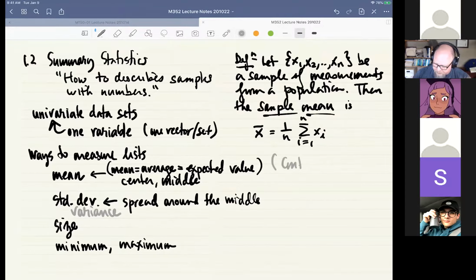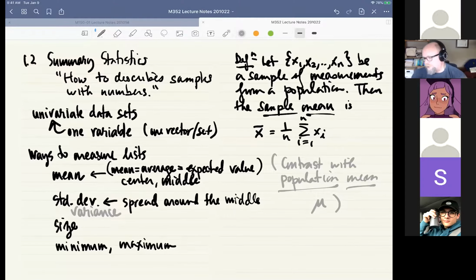So we'll contrast this with the population mean, which we call mu. And that's what we talked about in the first part of the course, the mean of a random variable. Now we're talking about working from the other side of this coin, that is statistics, where we only work with samples, and you get a sample and you can calculate the mean of that sample, and we call that the sample mean.